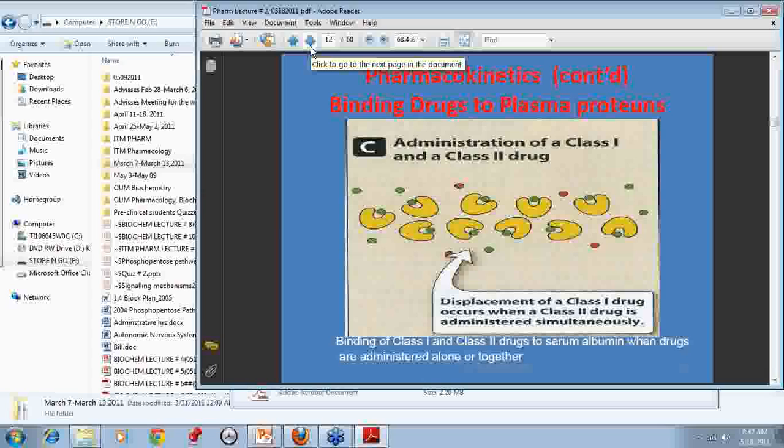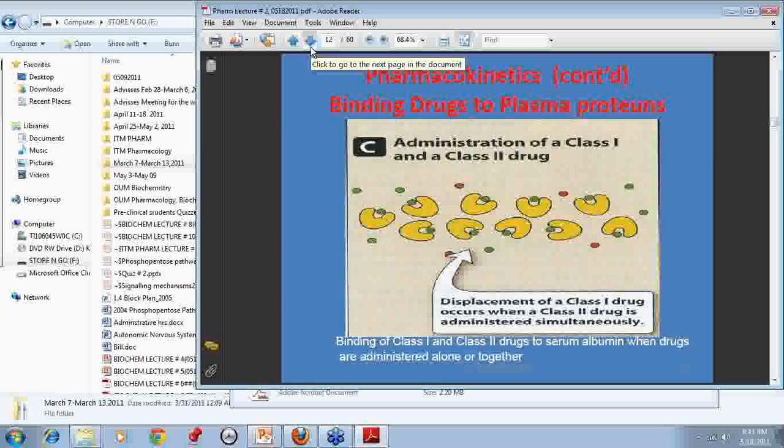And when you consider the therapeutic effect, the therapeutic index, if the therapeutic index of the drug is small, this increase in drug concentration may have significant clinical consequences. And that's the important thing that you have to appreciate in terms of drug-drug interactions. Good, good, good. Okay.